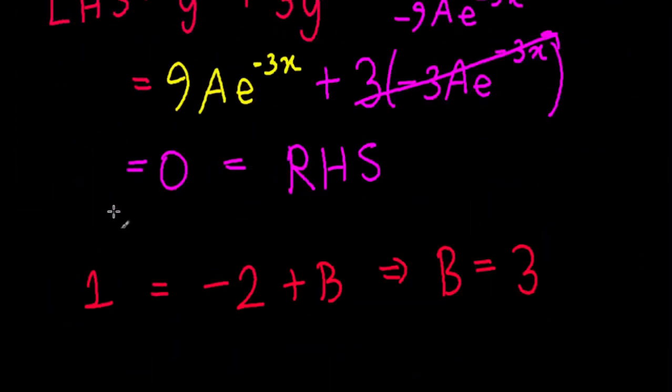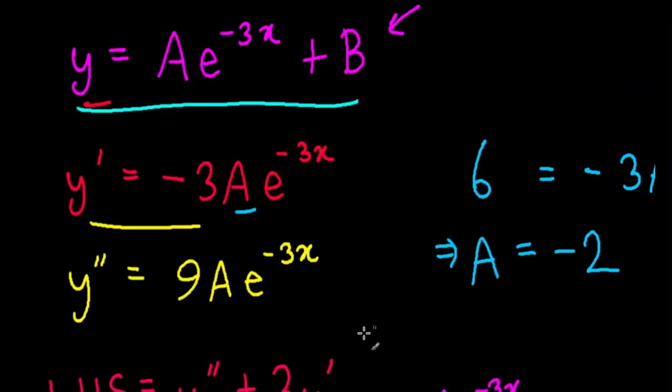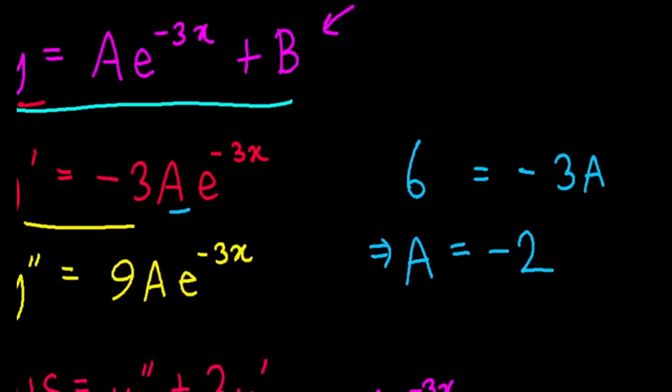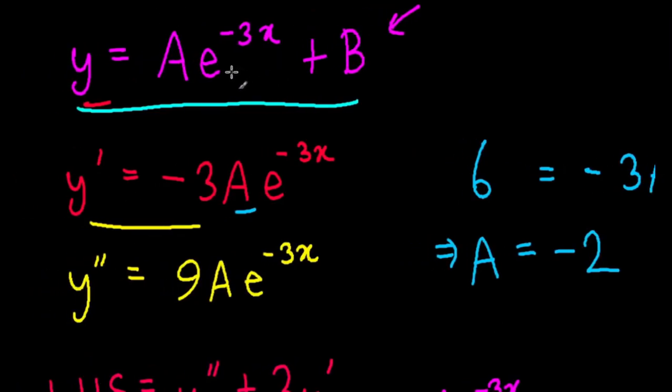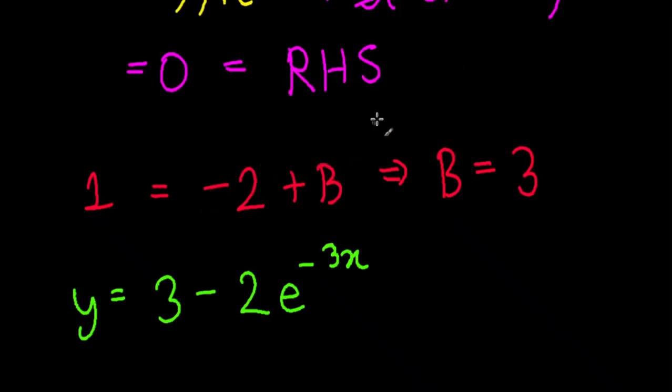That tells me that the actual solution, given my initial conditions and the differential equation, is: a is negative 2, so negative 2 e to the power minus 3x plus, and b is 3. I'll write it in the reverse order, just because it's a bit easier on the eyes: 3 minus 2 e to the power negative 3x. Voila, this is our particular solution.